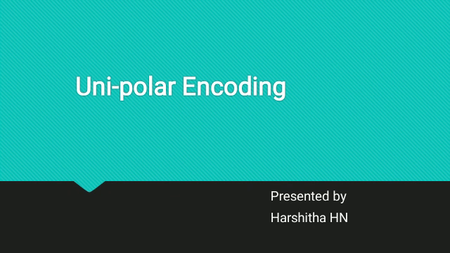I am going to explain about unipolar encoding. Unipolar encoding is a process used in digital to digital conversion in computer networking to convert digital data into a digital signal.